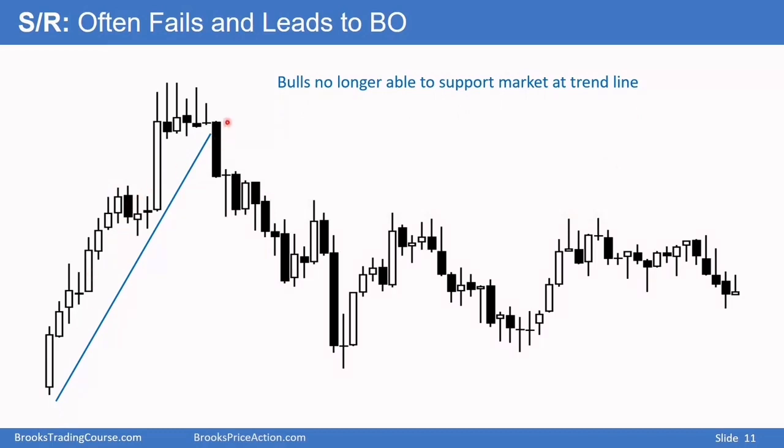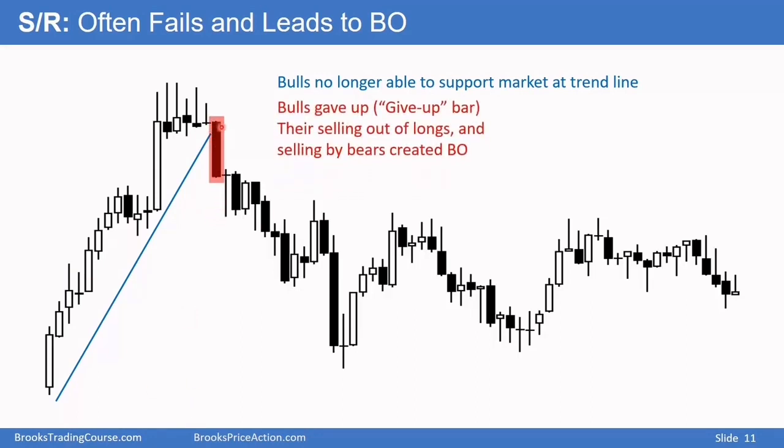Bulls buying in a tight channel, but then we get a big breakout below the trend line. The trend line was support. I could have drawn the line across these lows, but I'll draw it across here. This clearly means the bulls are no longer able to support the market at the trend line. The market has to go lower to find a price where bulls will buy again. The bulls are giving up.